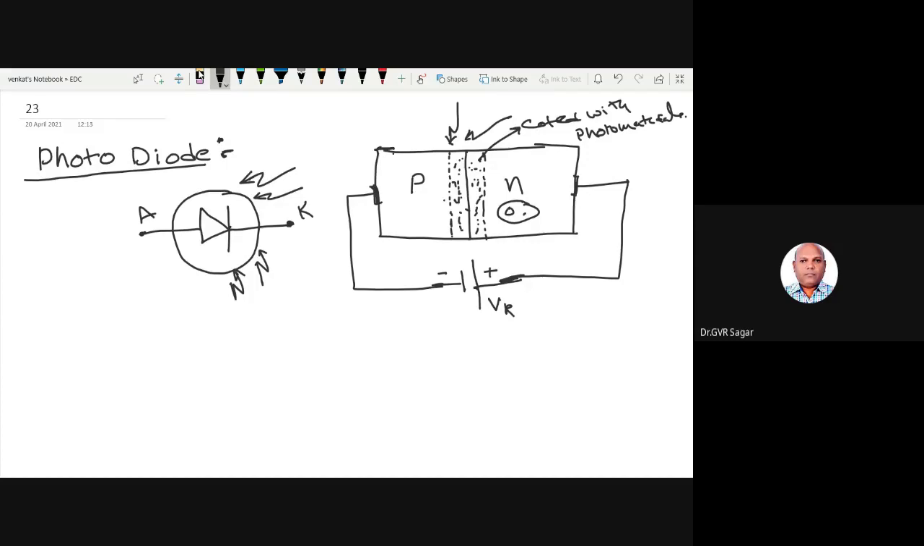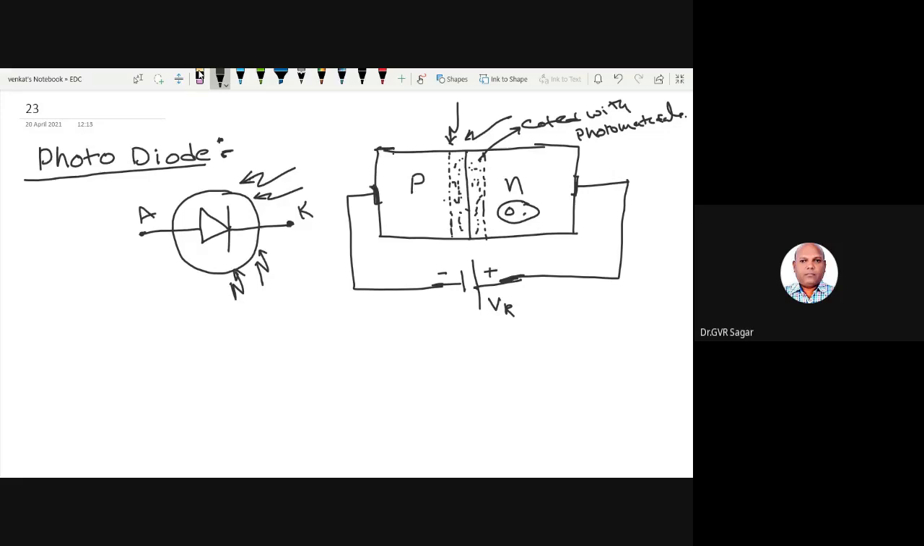This junction is coated with a photo material. When light is incident through the glass window, the whole PN junction diode is closed with the glass. Inside this glass, the junction is coated with a photo material, so it is closed with the window on the PN junction. Photons in the light bombard the PN junction.